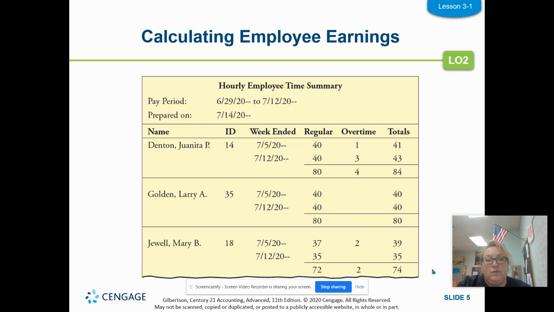Here's a time card. Juanita, in the last 2 weeks, worked 80 hours regular and 4 hours overtime, for a total of 84. Down here, Mary, for the last 2 weeks, has worked 72 hours with 2 hours of overtime, for 74 hours.